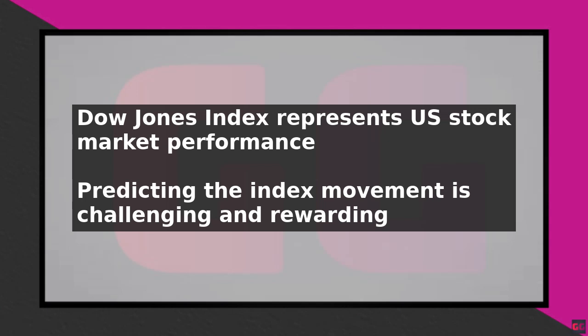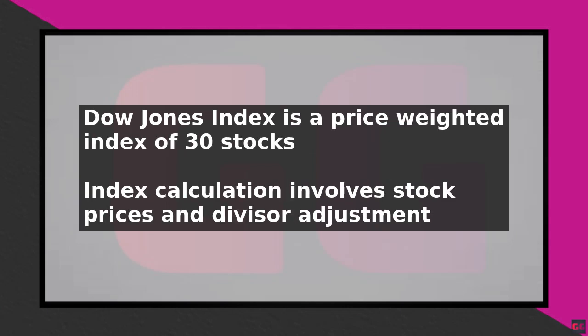Understanding the Dow Jones Index. The Dow Jones Index is a price-weighted index that consists of 30 of the largest and most widely traded stocks in the U.S. The index is calculated by adding up the prices of these 30 stocks and dividing by a divisor that is adjusted for stock splits and dividends. To predict the movement of the Dow Jones Index, you need to have a good understanding of the U.S. economy and the performance of the individual stocks that make up the index.